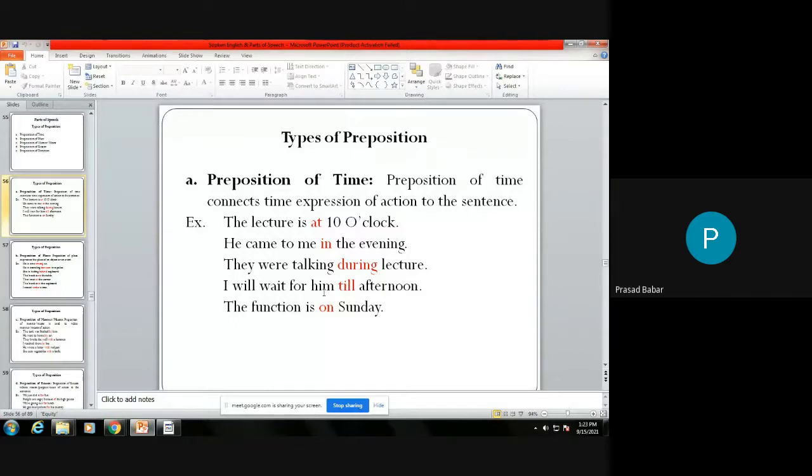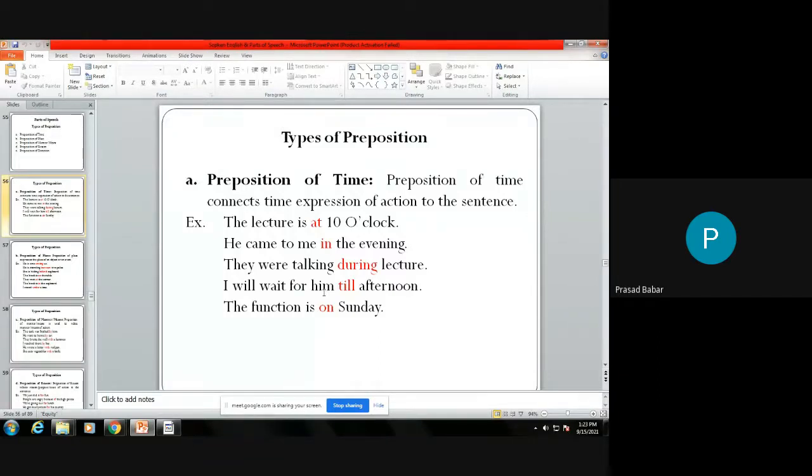In this example, I will wait for him till afternoon. So till is here working as a preposition. Then the next is: the function is on Sunday. The function is on Sunday.